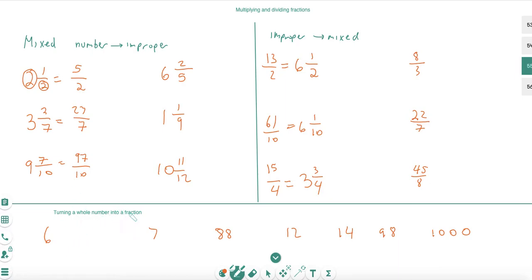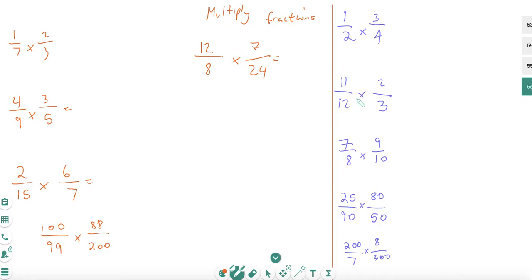Now, how do you turn any whole number into a fraction? This is quite an important skill. If I wanted to turn 6 into a fraction, all I would do is 6 over 1. 7 as a fraction, 7 over 1. 88 as a fraction, 88 over 1. So spot the pattern. Okay, let's get into multiplying fractions.